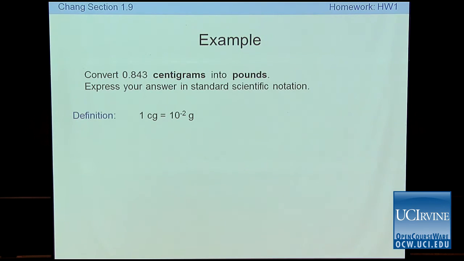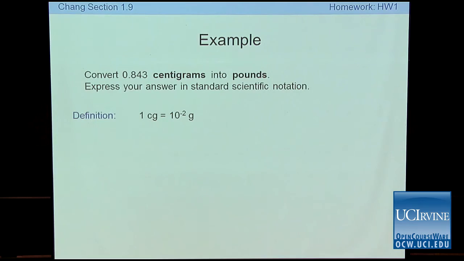What is a centigram? Well, a centigram means 10 to the minus 2 grams. So centi means 100th. Okay, so now I relate centigram to gram. Let's also relate pounds to gram. Or kilogram, it doesn't matter in this case. You can relate centigram to grams and kilograms. There's a step of 3 orders of magnitude between grams and kilograms.